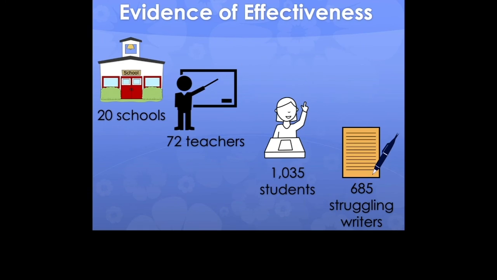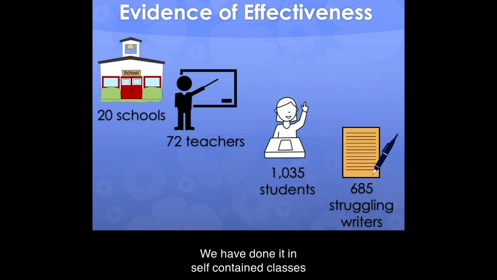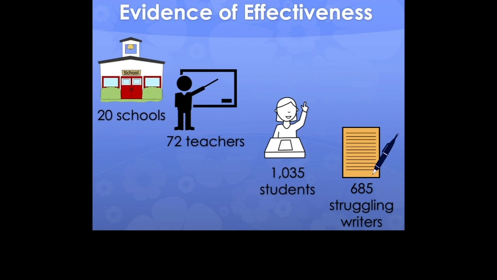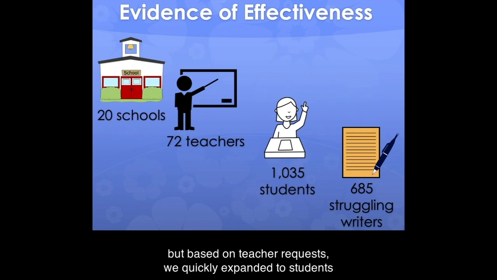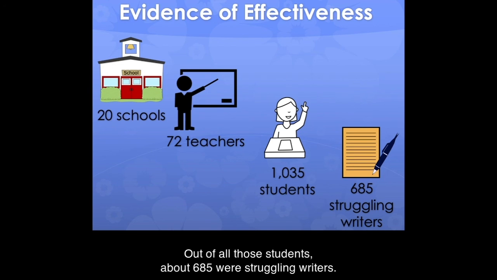As of today, we've conducted research in 20 schools across 7 school districts. We have done it in self-contained classes for students with high-incidence disabilities, in pull-out, and in inclusive settings in which all students participated. We have worked with more than 70 teachers, including general and special education teachers. The majority of them were language arts teachers, but we also had social studies and science teachers participating in the project. We have worked with more than 1,000 students. At the beginning of the project, we focused on upper elementary and middle school grades. But based on teacher requests, we quickly expanded to students in grades as low as 3rd and as high as 12th. Out of all those students, about 685 were struggling writers.